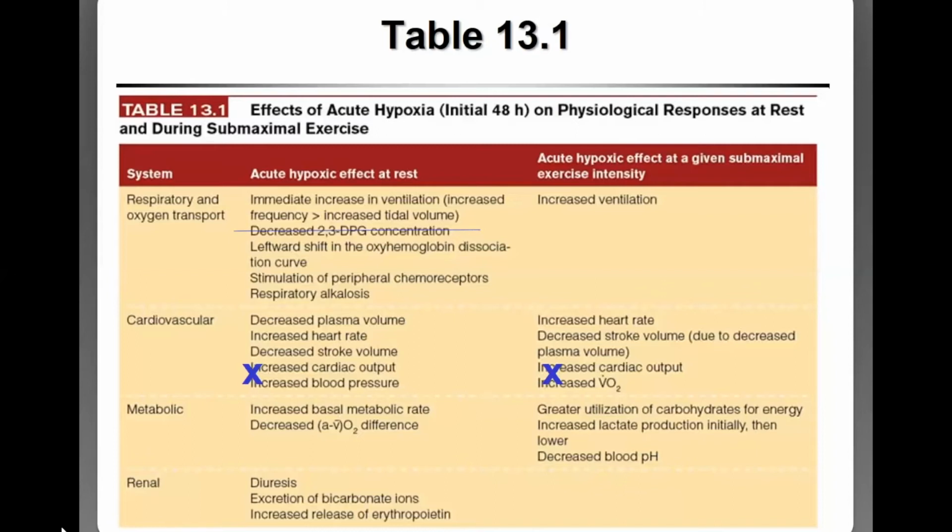Our kidneys help to maintain pH by excreting bicarbonate ions. So this helps to reduce pH levels, and it helps to conserve the amount of hydrogen ions in our body. It also increases red blood cell production by the kidneys' release of erythropoietin, and also the kidneys' diuresis. And this is a result of ANP released from the heart, or the atrial.